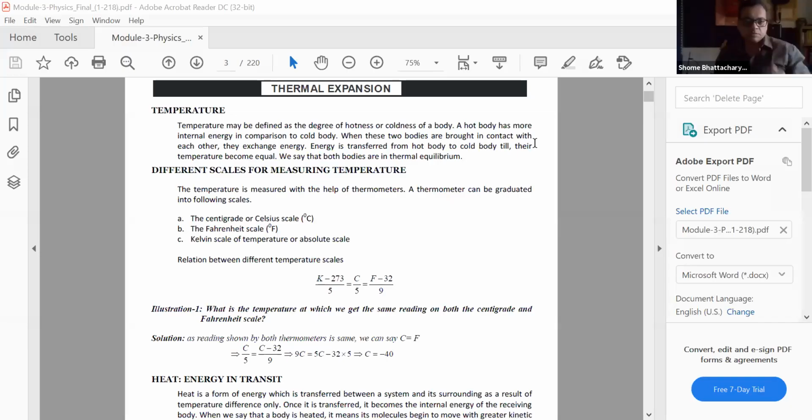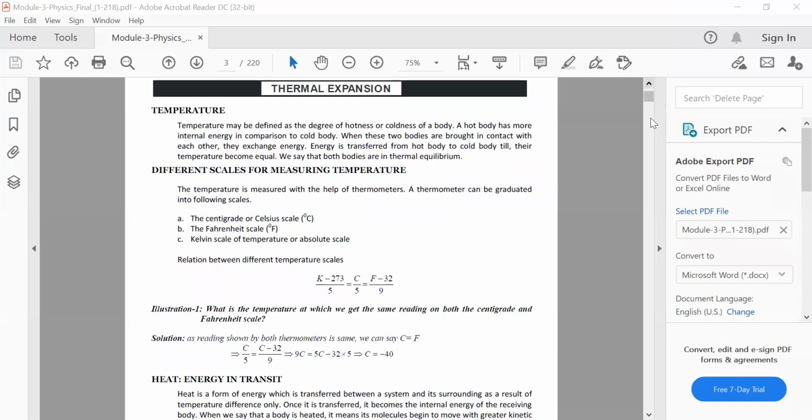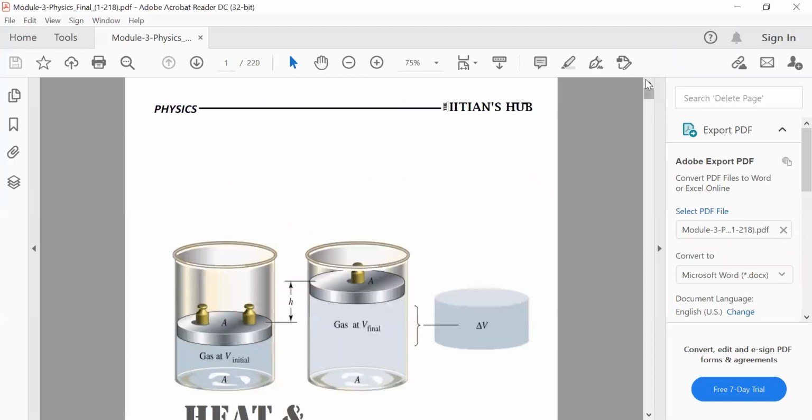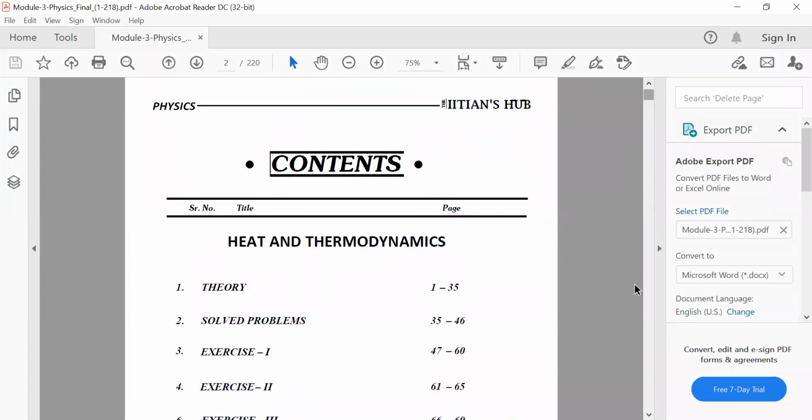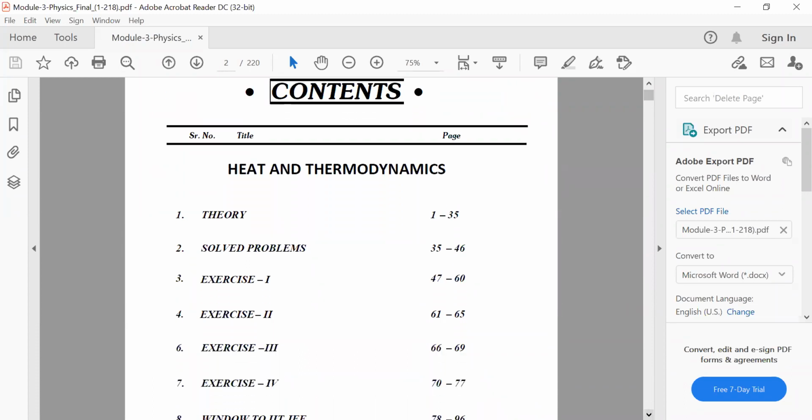So this is the starting of the heat and thermodynamics section in your physics module 3. I think most of you will have physical copies of this module. So this is the heat and thermodynamics portion.